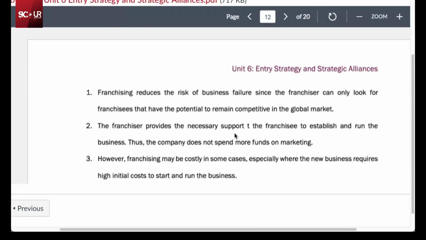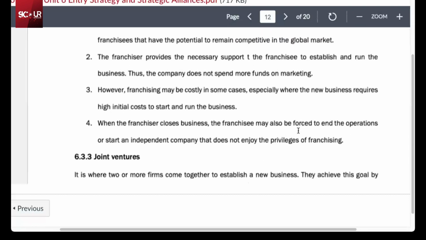And then the franchisor's job here is to provide the necessary support to the franchisee to make sure that they run the business. So the company doesn't need to spend more funds on marketing. It can be centralized marketing as well. The advantage of franchising is they don't have to think about coming up with a new invention and so on, but maybe they will have customization according to the local demand, the local market. However, for the franchisee, it requires a high initial cost to start and run the business, just like opening your own company but using a foreign company's brand, logo, and so on.